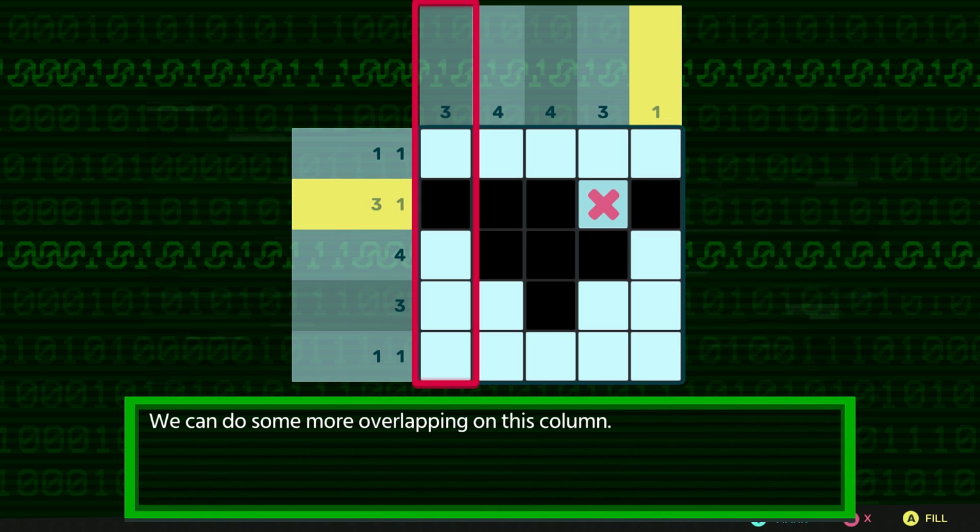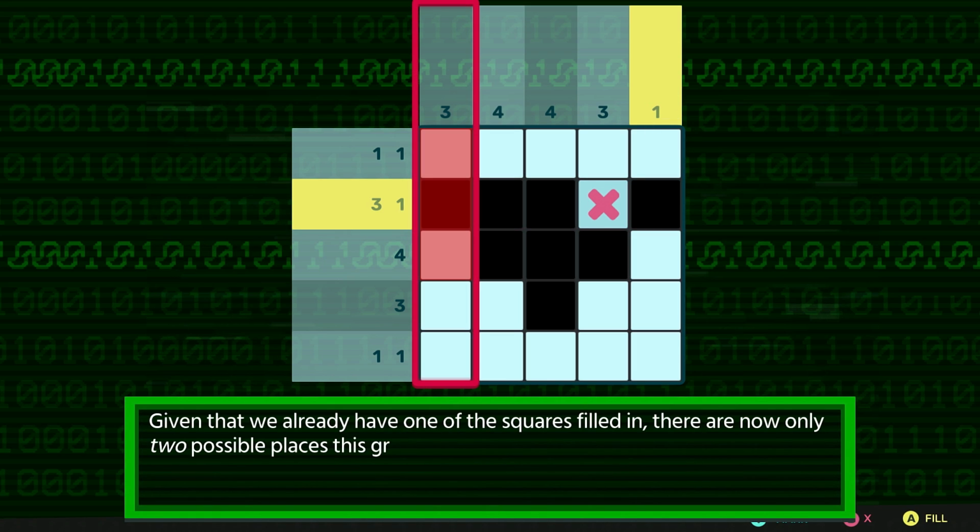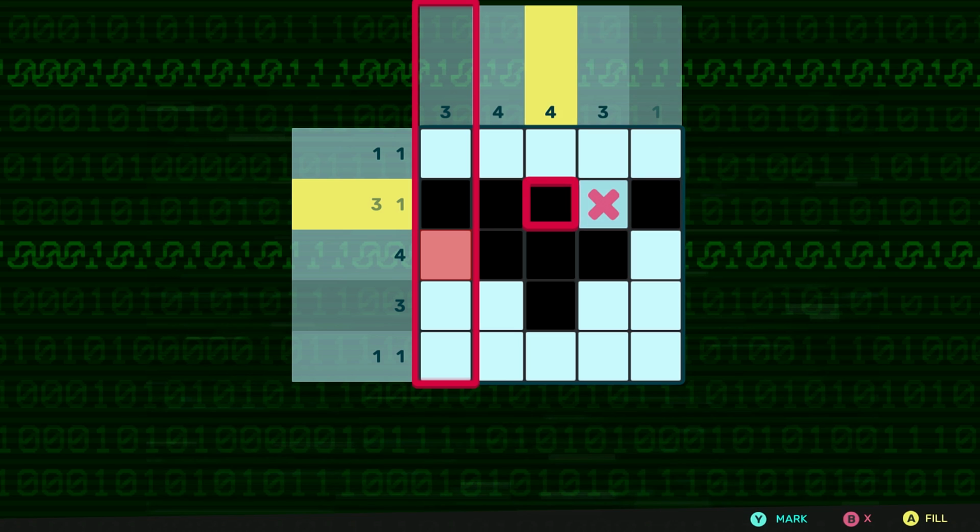We can do some more overlapping on this column. Given that we already have one of the squares filled in, there are now only 2 possible places this group could go, and 1 more overlapping square. Fill in that square now.